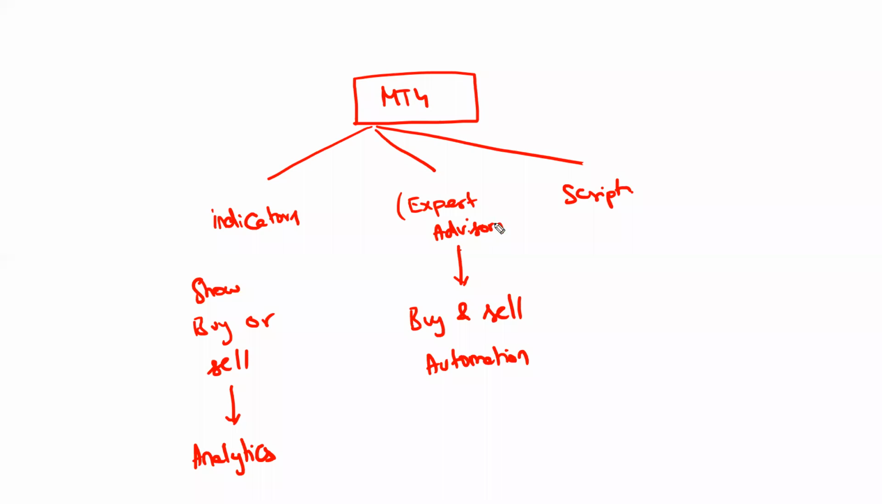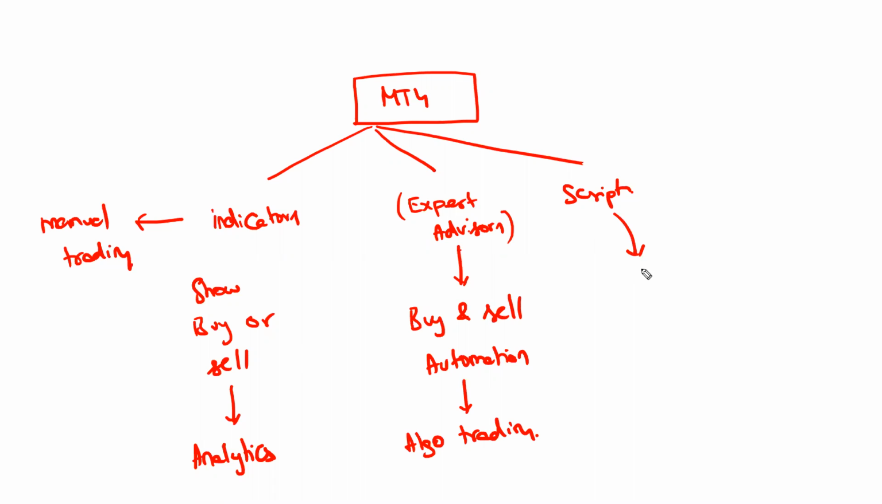The expert advisors are nothing but program trading, where you instruct the MetaTrader when to buy and when to sell, and automatically MT4 will perform the automated orders. It is mostly used for algo trading, whereas indicators are used only for manual trading. And then the third part is the scripts.